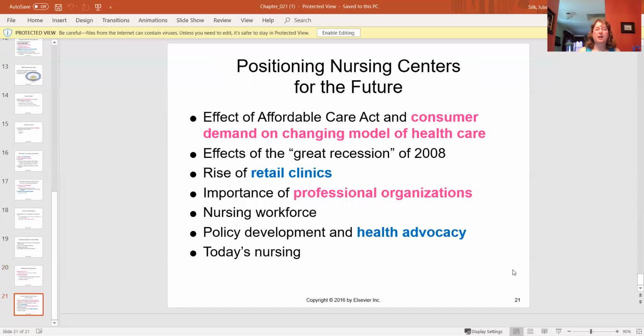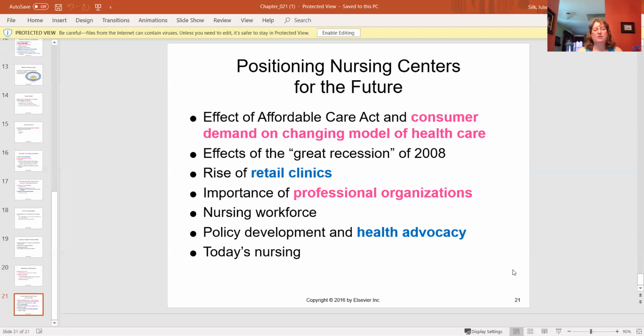And then the very last slide talks about positioning nursing centers for the future. The effects of the Affordable Care Act and consumer demand on the changing model of care affect this. There is an increasing need for healthcare in different areas. And as our population gets older and there's less and less people to take care of everyone, this is super important because it will relieve some of that for the rest of the population if you have some of these centers.